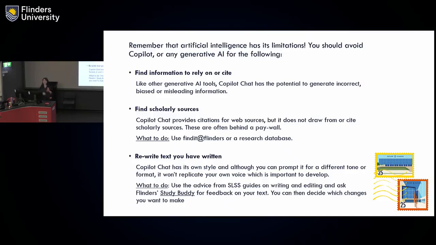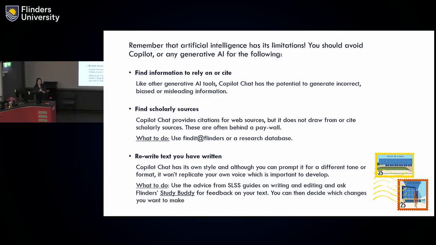So that's where you need to look a little bit elsewhere. So finding scholarly sources, the best thing to do is to use the library resources. So again, things that the university pays for you to have access to, so make use of those great resources. And at some stage soon, that's going to have its own little AI feature as well, so keep an eye out for that one. So these tools can provide citations.